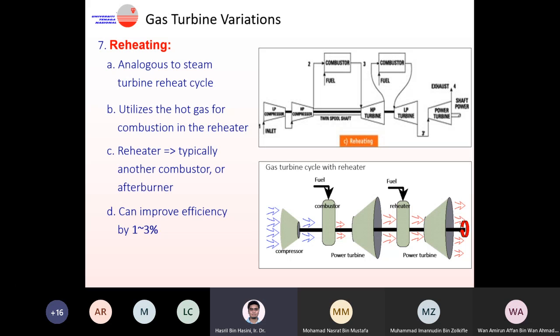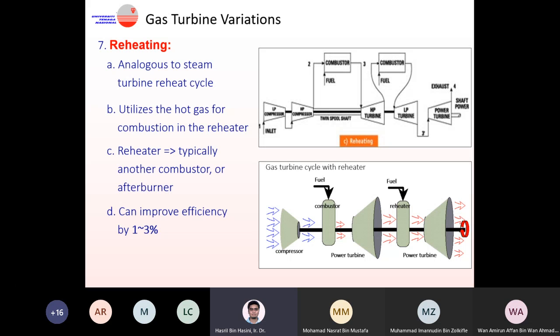So in the reheating process, you pick up the hot exhaust gas that goes out from the first stage turbine, let's say the high pressure turbine, and then you reburn the hot exhaust gas, meaning that you have another combustor, you inject the fuel, the hot exhaust gas is already at 500 degrees Celsius, so it can be easily combusted in your second combustor. Then you are producing another hot gas which is used by the low pressure turbine. So this is called the reheating process. It utilizes the hot gas for combustion in the reheater.